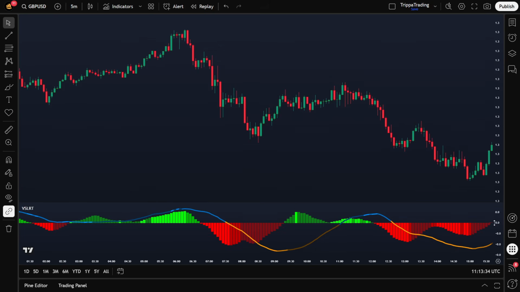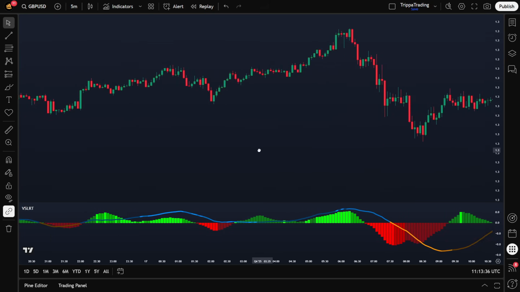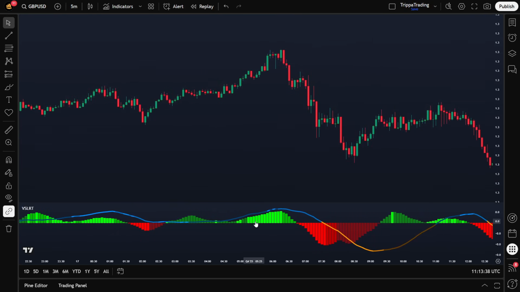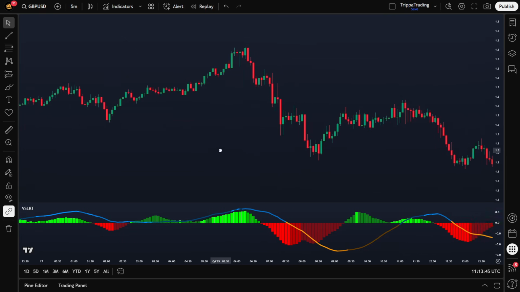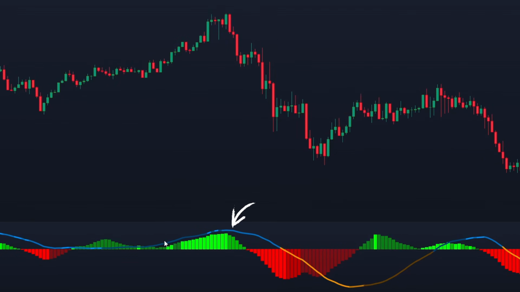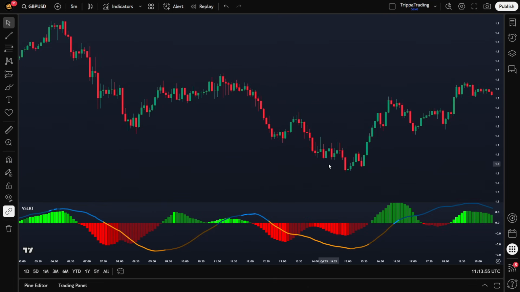The histogram colors help you read the momentum inside that trend. Green bars mean bullish strength increasing. Red bars mean bearish pressure rising. So, for example, when the line is blue but the histogram suddenly turns red, that could be a small pullback. When it flips back to green again, that's a continuation signal.